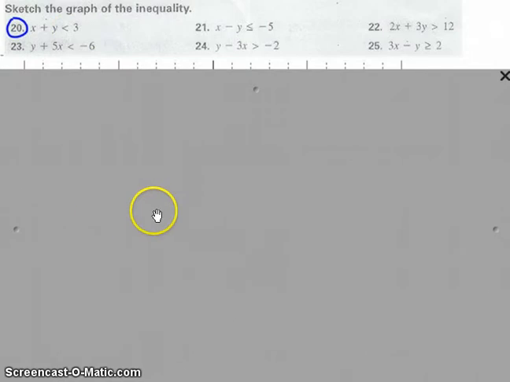Remember, there are some key basic steps to graphing an inequality. The first is to draw the line of the equation. So you're going to draw a line for x plus y equals 3. The next step is going to be to decide whether or not that line should be dotted or solid. And then the third step is going to be to decide which side to shade. Well, let's start with the first step, figuring out how to draw the line for x plus y equals 3.